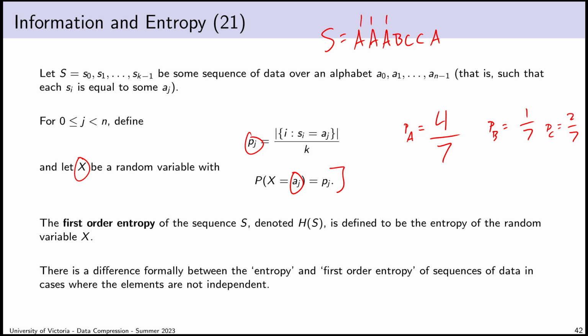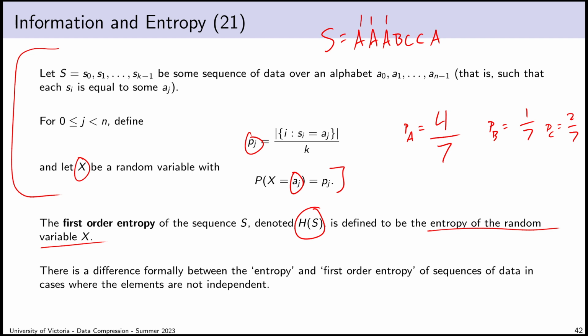The first order entropy of the sequence, which we're going to call H(S), is now defined to be the entropy of this new random variable we've created. So we take our sequence, turn it into a random variable, and from now on we're just going to assume that we're doing that. This formalism isn't going to be needed, but we need some way of laying this down, and then we call the result the entropy of the sequence.